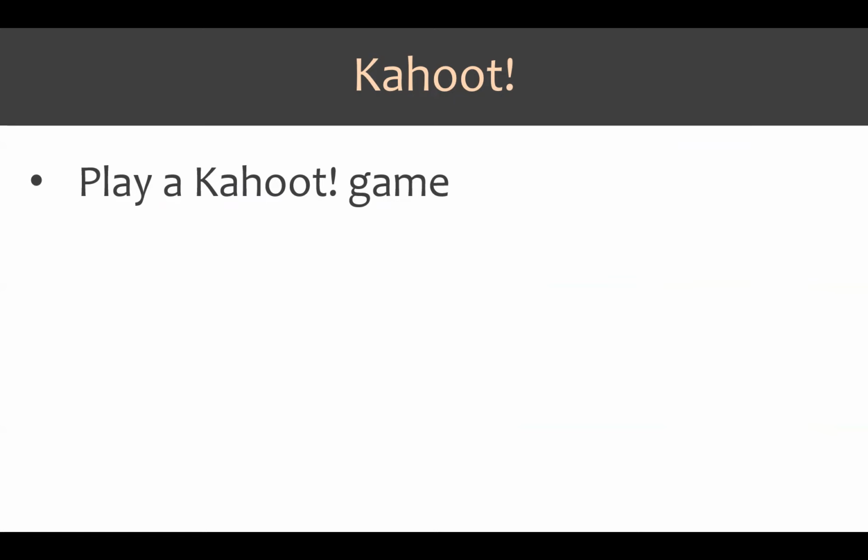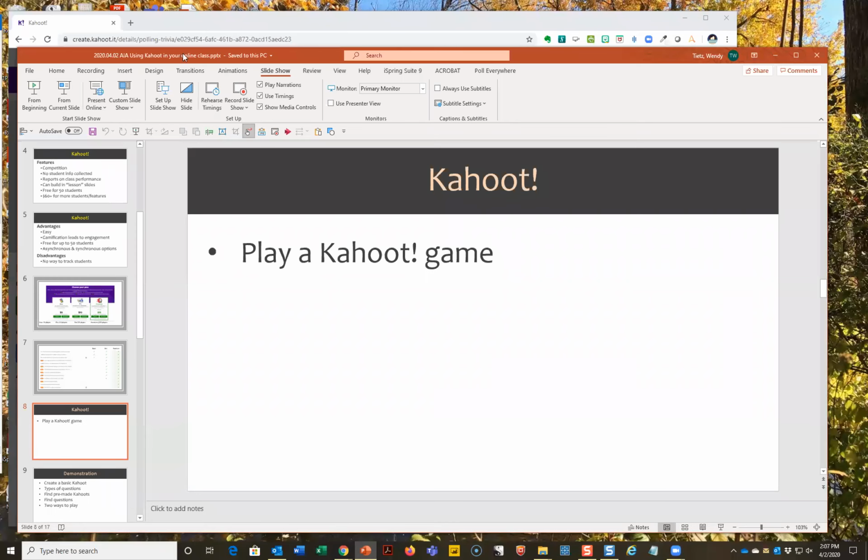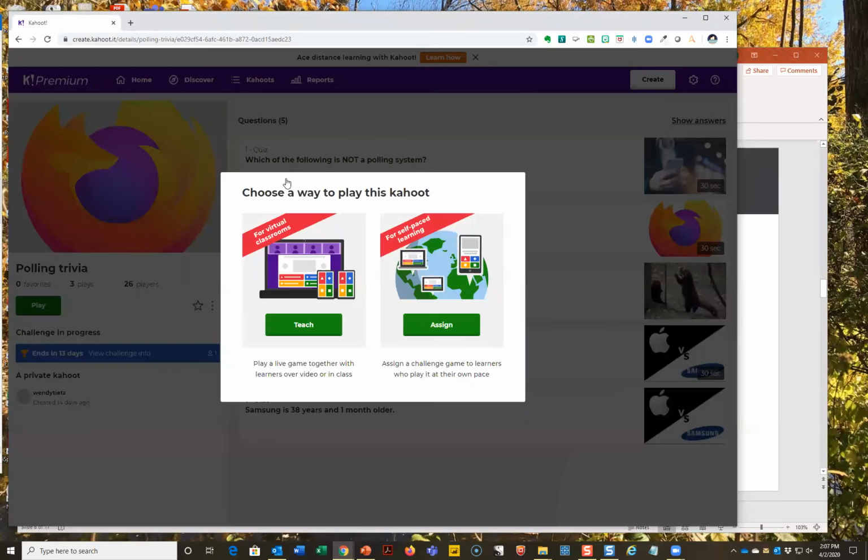So we're going to go over and do a Kahoot game. Let me switch over to Kahoot. Now I've got a Kahoot already made, and when you go to play a Kahoot, it's called Teach, which means I'm going to present this right now. That's what we're going to do. I'm going to go into it and we're all going to play it. You can also assign it, and they used to call this challenge, but now they call it assign. You can assign it for self-paced learning later.